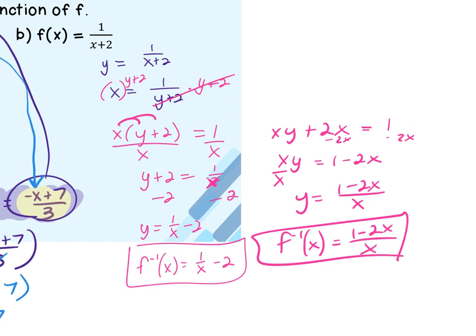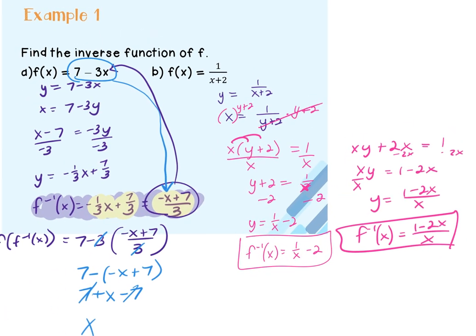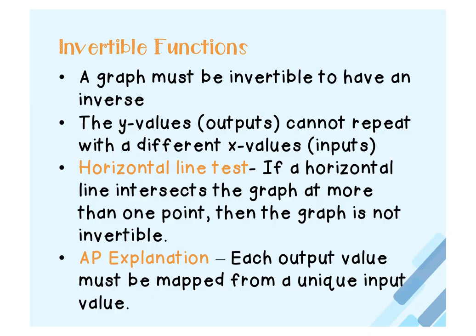Okay. So first thing is finding the inverse. Second thing is identifying if something even has an inverse from the beginning. So the question will be, does it have an inverse or is it invertible? Okay. And what you're looking for is the y values cannot repeat with a different x. If you remember when we tested for a function at the very beginning of the year, the x values couldn't repeat with a different y. Now it's the other way around. The y value can't repeat with a different x, okay?